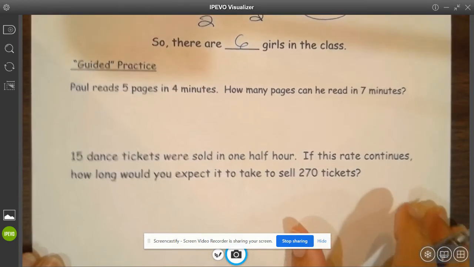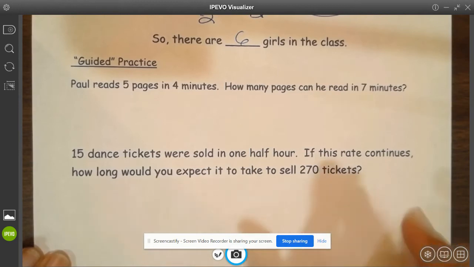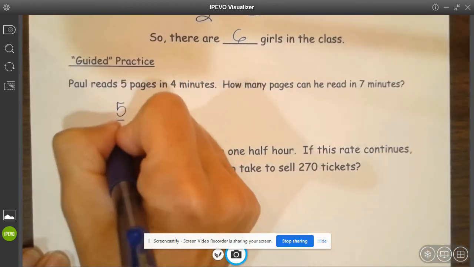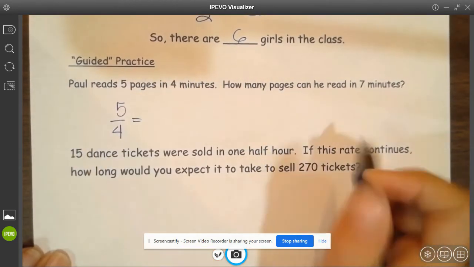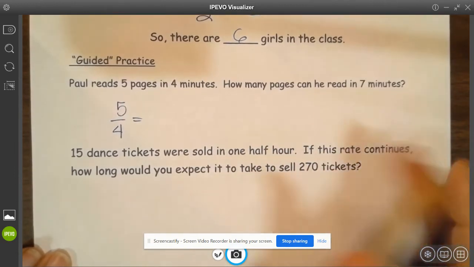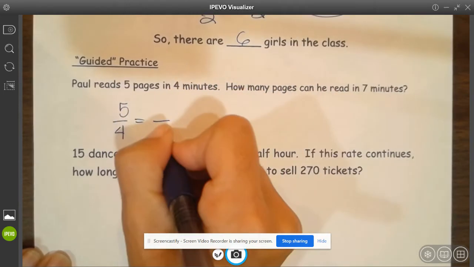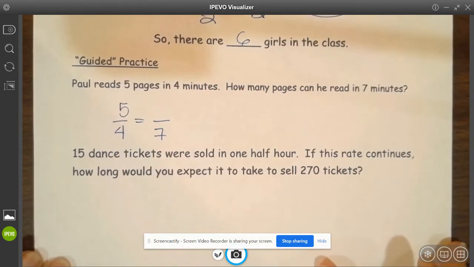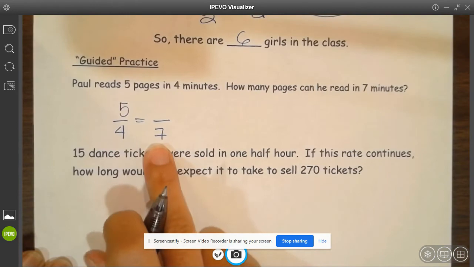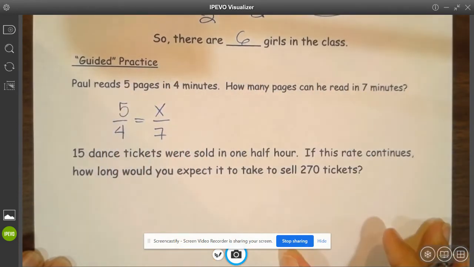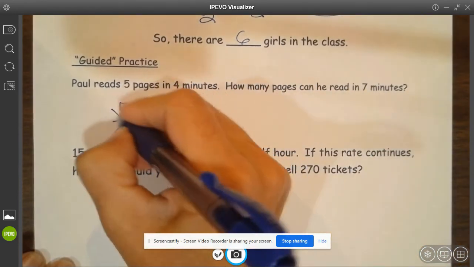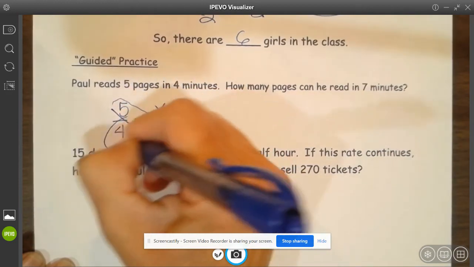All right, so Paul reads 5 pages in 4 minutes. So that's 5 pages in 4 minutes. How many pages can he read in 7 minutes? So if I put minutes down here, I'm going to put minutes on the same side. So this is minutes and minutes. So how many pages can he read? That's what they're asking. We're going to use the butterfly method again.